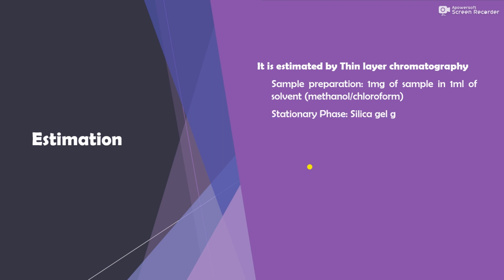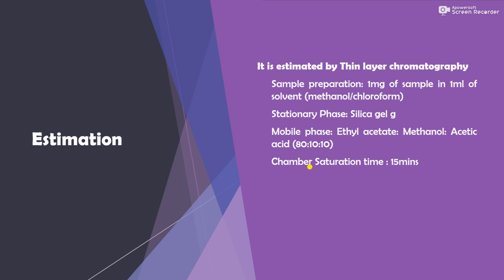The stationary phase used is silica gel G. The mobile phase used is ethyl acetate, methanol, and acetic acid in the proportion of 80:10:10. The chamber saturation time is about 15 minutes. Detection is done by exposure to iodine vapors, and the Rf calculated is about 0.41 for caffeine by this method.